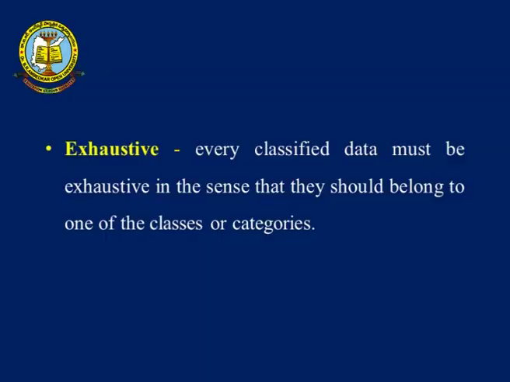Now, the second rule is exhaustive. Every classified data item must be exhaustive in the sense that it should belong to one of the classes or categories. If we have a larger number of data classifications, the number of classes or categories will increase.